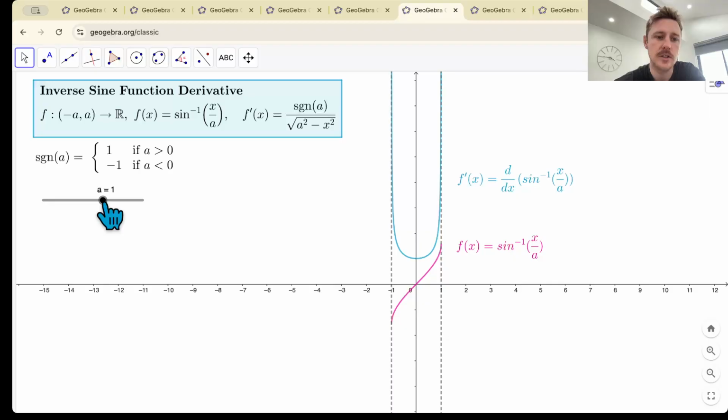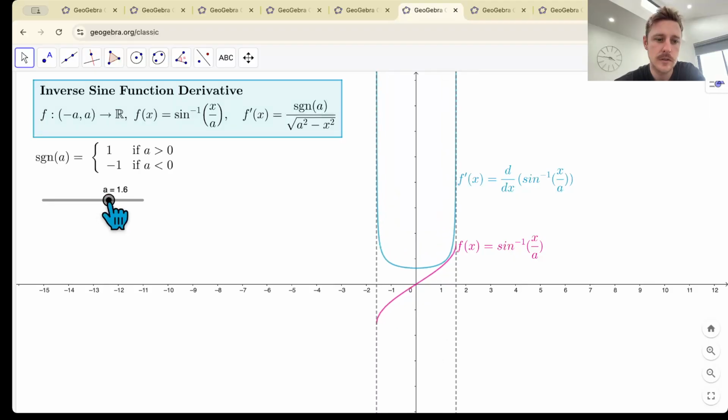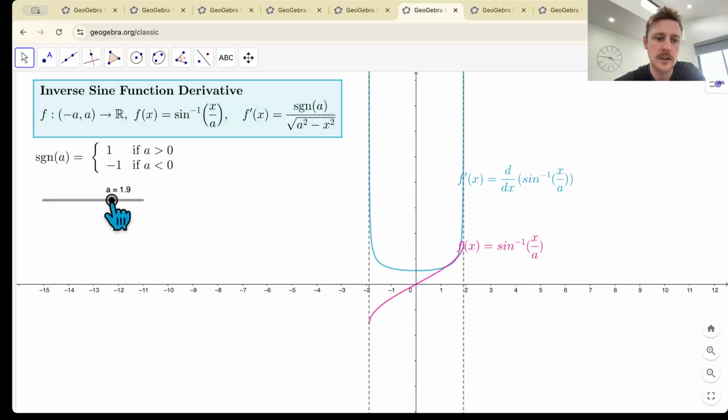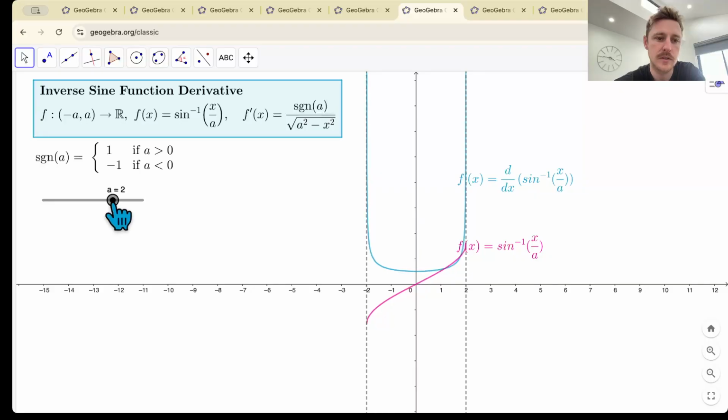So if a is 2, for example, then it's a dilation by a factor of 2 from the y-axis. So this sgn of a business is basically saying that the numerator will be 1 if a is greater than 0, and the numerator will be negative 1 if a is less than 0.